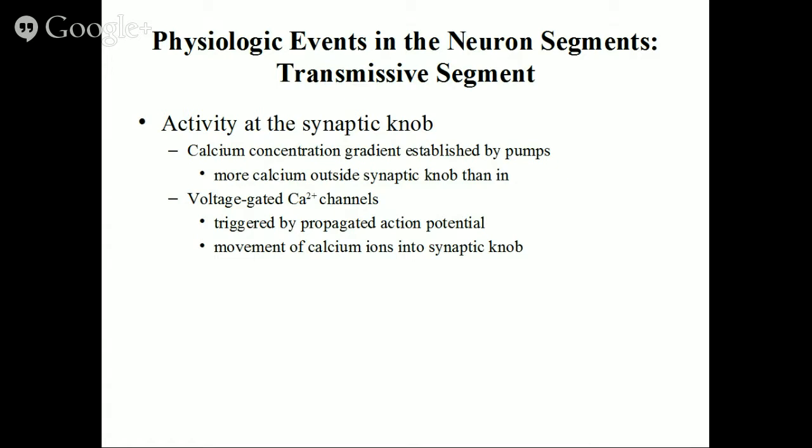And before the action potential reaches the synaptic knob, there are more calcium ions outside of the cell, outside of the synaptic knob, than there are calcium ions inside of the cell, inside of the synaptic knob. Therefore, because there are more calcium ions outside than there are inside, we can assume that there is no activity happening in the synaptic knob to allow the presynaptic cell to communicate with the postsynaptic cell.